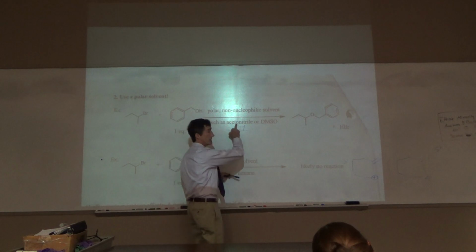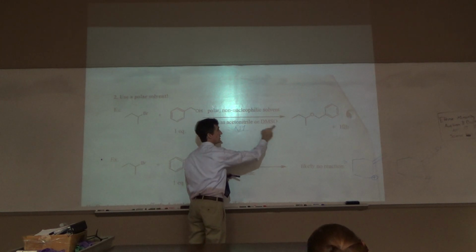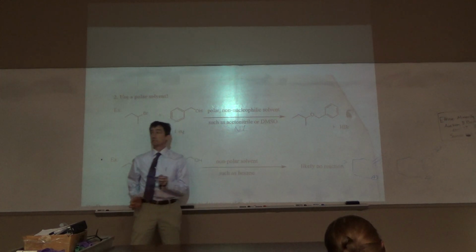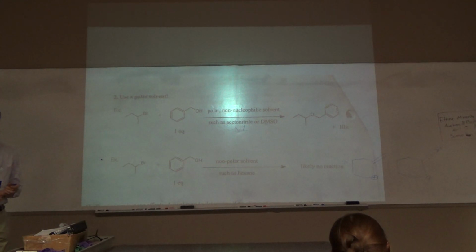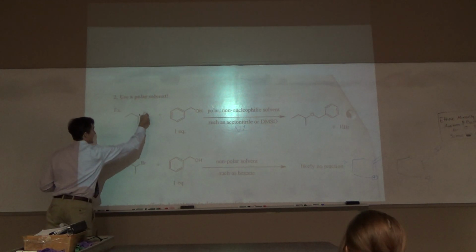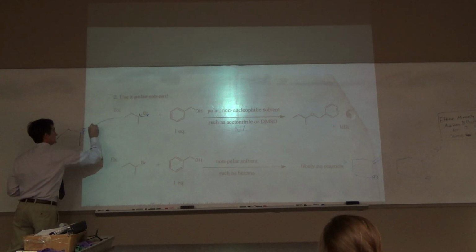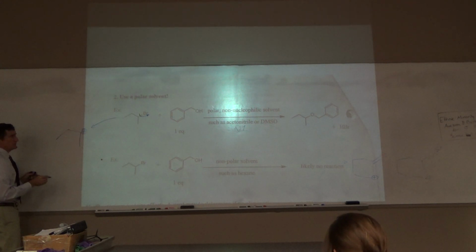such as acetonitrile. Anybody ever use acetonitrile in lab? Or DMSO, dimethyl sulfoxide. We've mentioned it before. It was on the handout during week 1. Both are polar aprotic solvents. This has got to ionize. That's your rate determining step. What type of solvent promotes formation of ions?